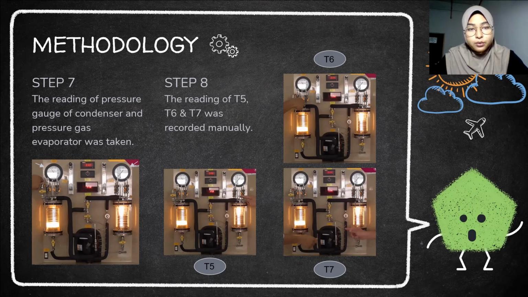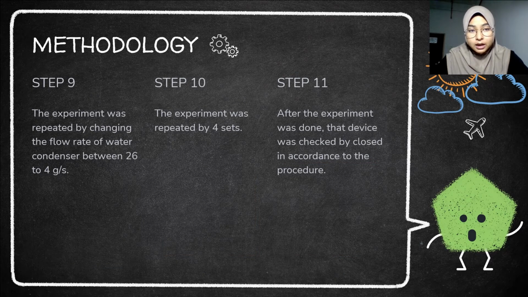Step 7, the readings of the pressure gauge of the condenser and the pressure gauge of the evaporator were taken. Step 8, the readings of temperature 5, temperature 6 and temperature 7 were recorded manually. Each of the temperatures is at a different place, as shown in the figure. Step 9, the experiment was repeated by changing the flow rate of water at the condenser between 26 and 4 grams per second. Step 10, the experiment was repeated for 4 sets.